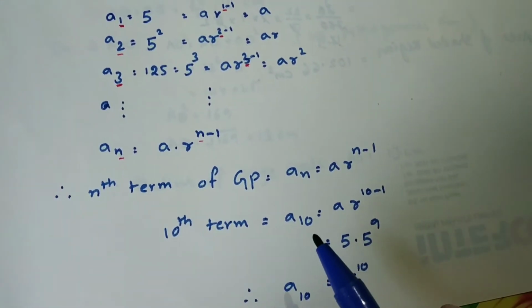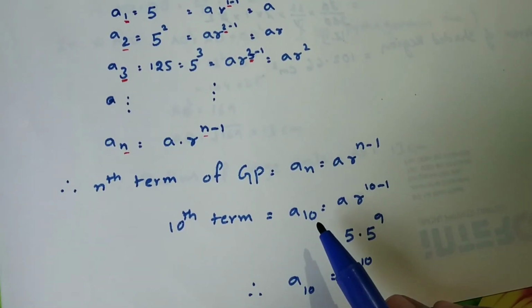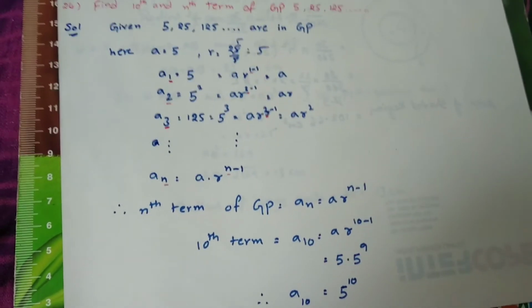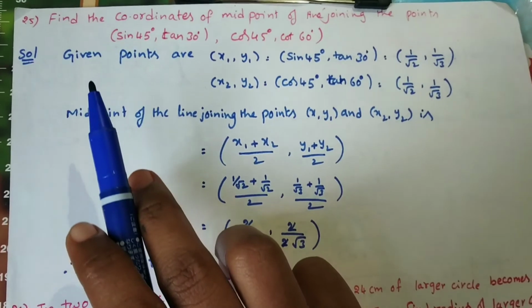The 10th term is A10, substitute 10 in place of n. You are going to get it like this.